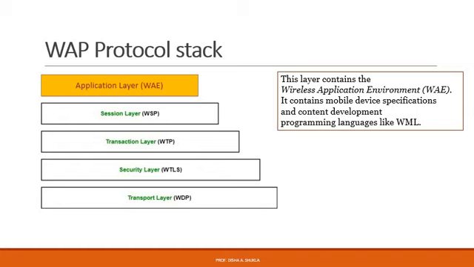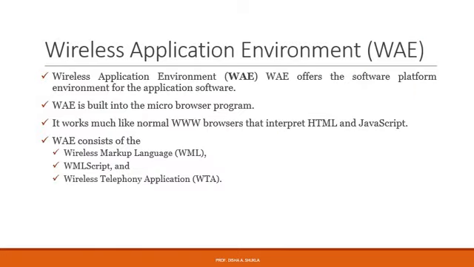Moving to the first layer, the application layer, the protocol implemented here is WAE, that is the wireless application environment. It contains the mobile device specifications and the content development programming languages like WML. The wireless application environment offers the software platform environment for the application software. It is built into the micro browsers. It works much like the normal WWW browsers that interpret the HTML and the JavaScript.